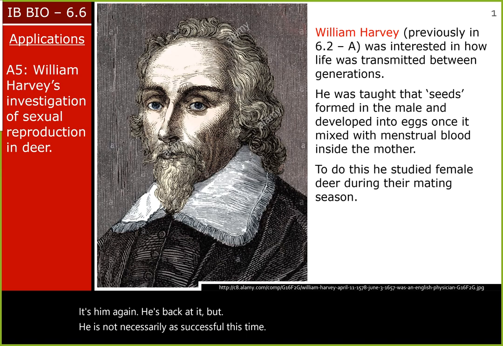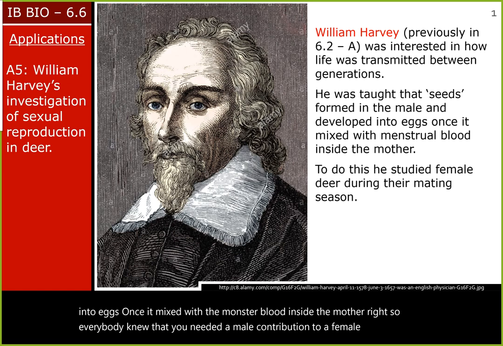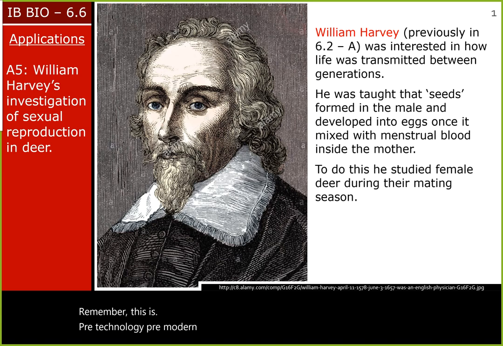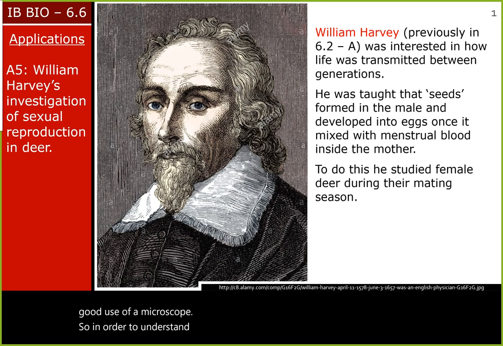So when he was a kid, he was taught that seeds formed in males and developed into eggs once it mixed with the menstrual blood inside the mother, right? So everybody knew that you needed a male contribution to a female to produce an offspring, but they weren't really clear on exactly how that worked, right? Remember, this is pre-modern technology anyways, and even really before we had good use of a microscope. So in order to understand this process better, he studied female deer during mating season.